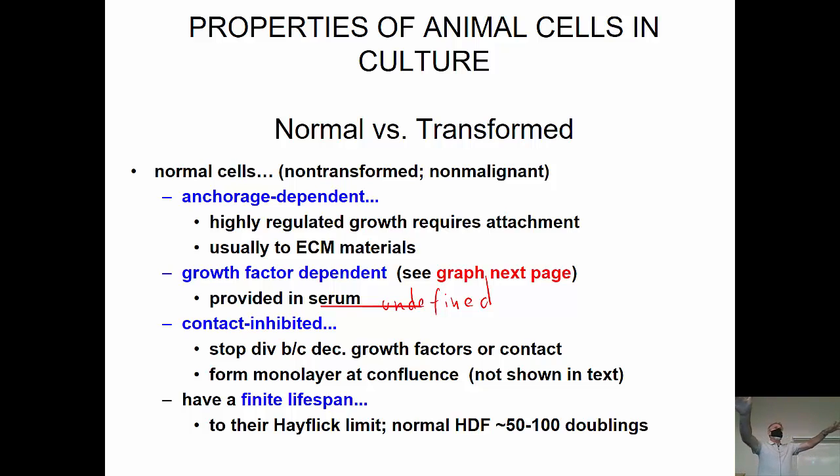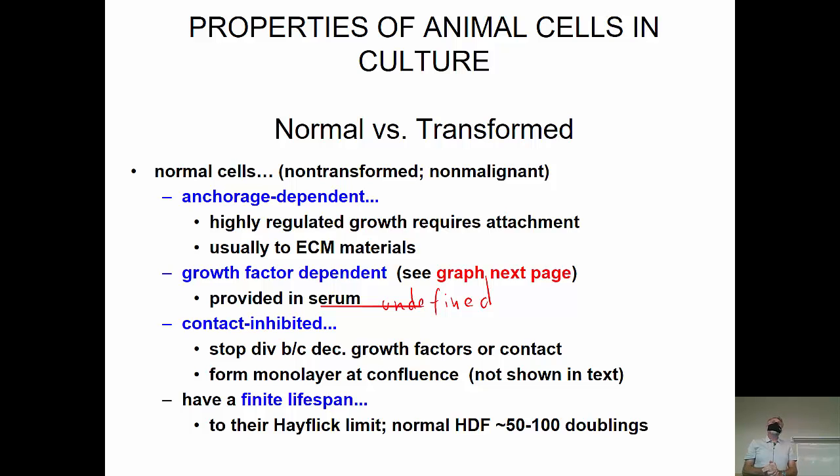The cells will start to grow on the plate, but when they touch each other, they stop growing. And so we call this contact inhibition. When they come into contact with each other, they cease to grow, and this is why they form a monolayer.